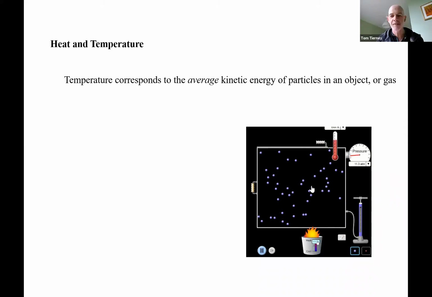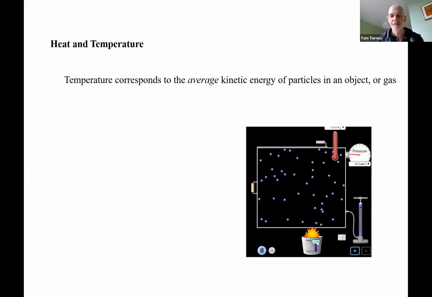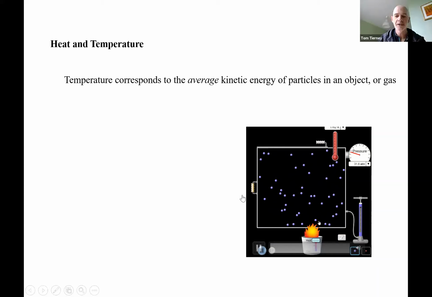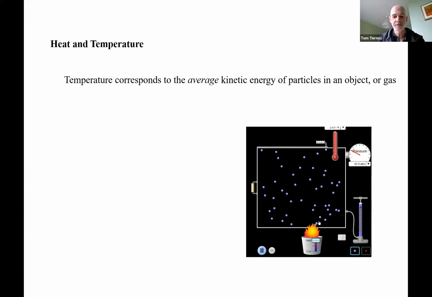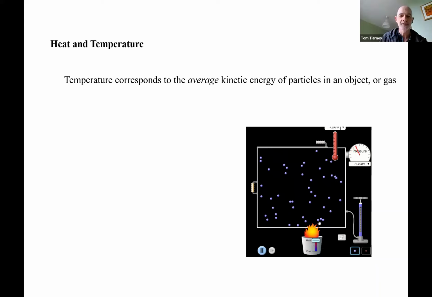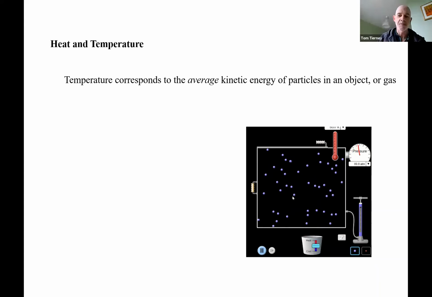So if that represents a gas, the particles are moving around inside the box, that could be a room or whatever. And when that's heated up, the particles begin to move more and more quickly. The faster the particles are moving or vibrating in an object, the higher the temperature. That's not a coincidental thing. That is absolutely tied into the very meaning of temperature and heat.